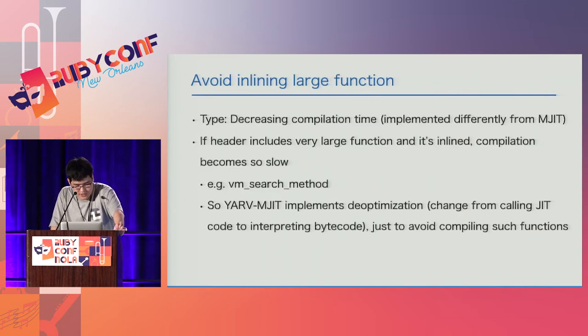And about inlining large functions, it's there just for decreasing compilation time. When I first developed YARV-MJIT, its compilation was very slow, like 500 milliseconds for each method. If it takes 500 milliseconds for one method compilation, a very limited number of methods can be compiled during the benchmark, so the score was very small in that state. The VM search method is the function that searches for the method. It's very complex because Ruby is very complex about methods, so it's very slow to compile. So YARV-MJIT just implements an optimization to skip that execution.